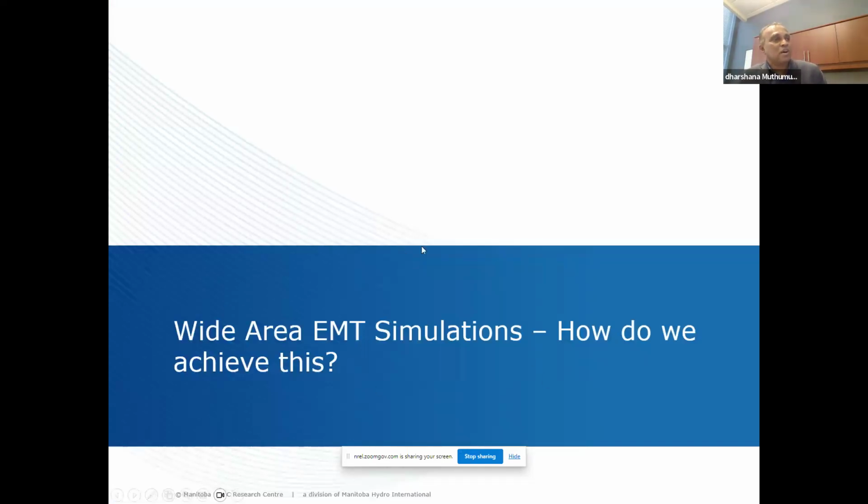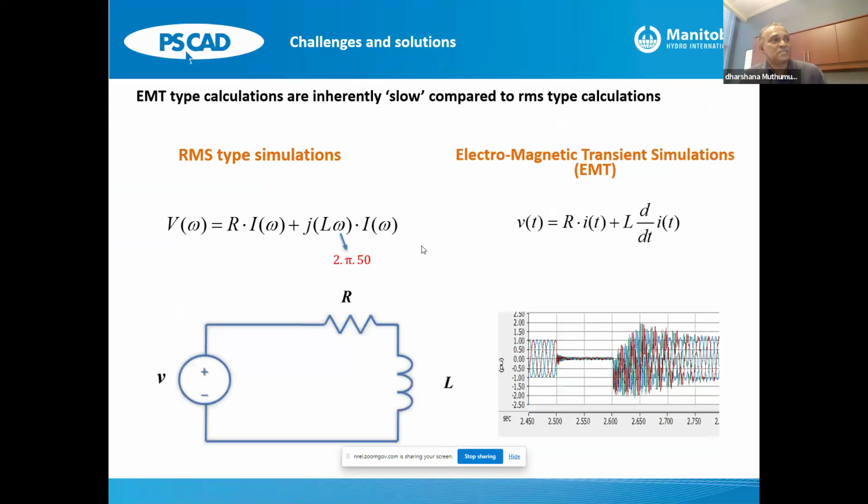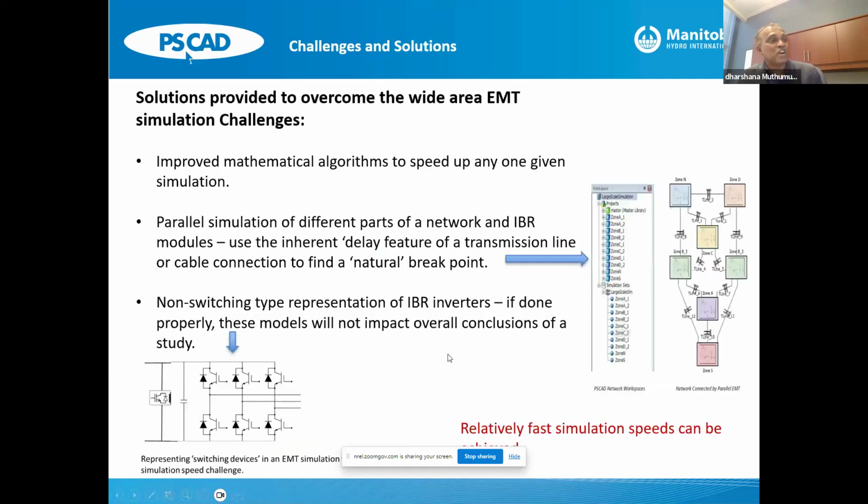So that's some background. Now, what are the challenges? Obviously, in EMT, like we said, we have to solve differential equations. The solution is based on numerical techniques that we adopt, whereas in RMS, we are not solving time domain differential equations. We are solving algebraic equations. EMT simulations are thus computationally demanding and slow, right? So that is one challenge that we have to overcome.